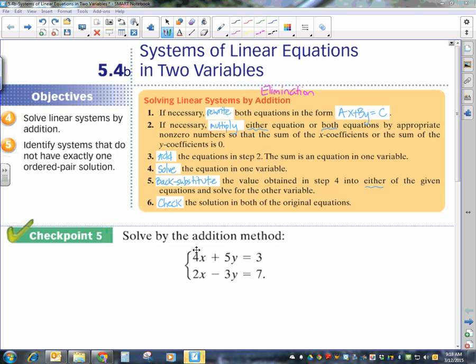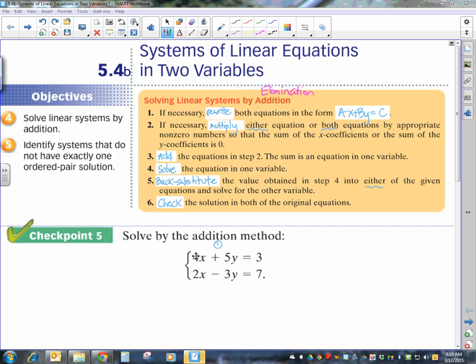When you look at these, we're going to add the equations, and if I add 4 plus 2, I will not get 0. If I add 5 and negative 3, I will not get 0. So actually, I should have started with the first step, which is to rewrite them. They're already ax plus by equals c, both of them. The second step, I'm trying to decide if I need to multiply. And since I can't add and get 0, I do need to multiply.